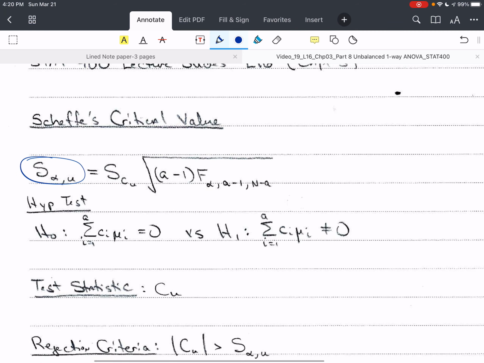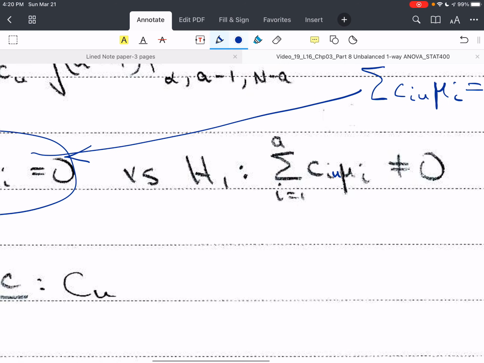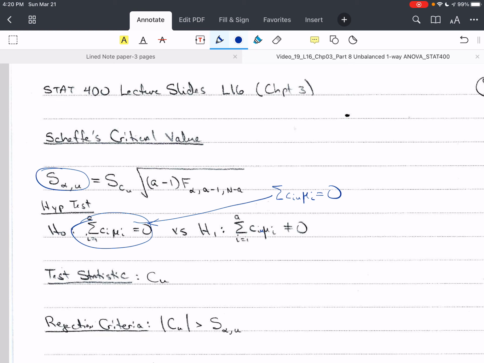And then the hypothesis test, again, we're testing that the linear combination, actually I have this incorrect, I left out the u. So this was supposed to be the sum of c sub i u mu sub i equals 0, and that should go here, and then this again is c sub i u. So maybe I can put the u in here. Okay, there we go. c sub i u mu sub i.